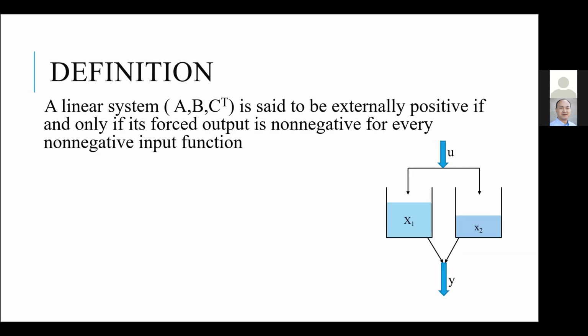Okay, keep going. So the first definition of positivity. A linear system is said to be externally positive if and only if its forced output is non-negative for every non-negative input. To simplify, basically you have an input U which is positive and you get a positive output, right? It's that simple. If you have a positive U, you have a positive Y.